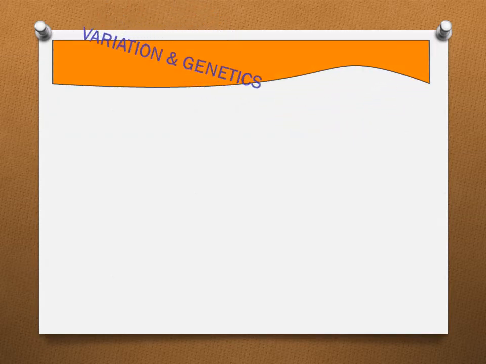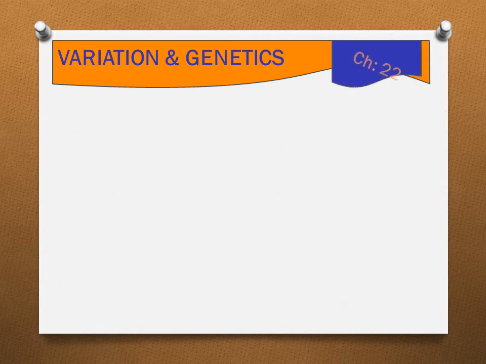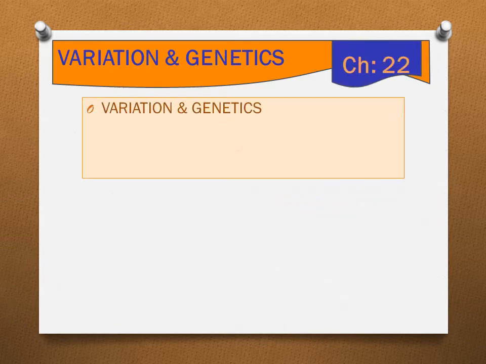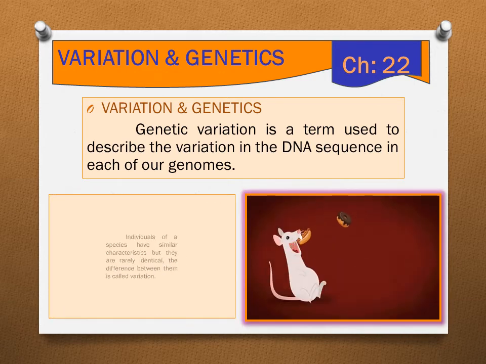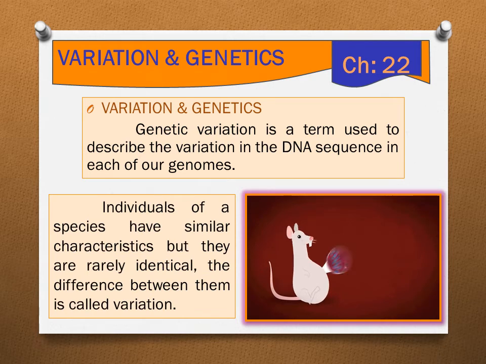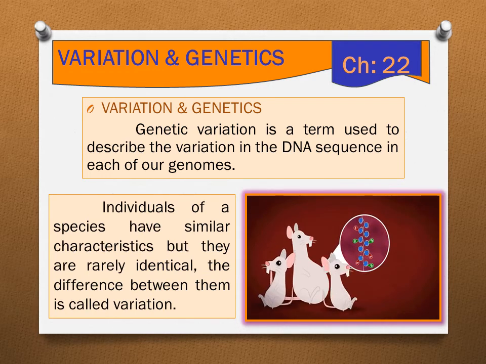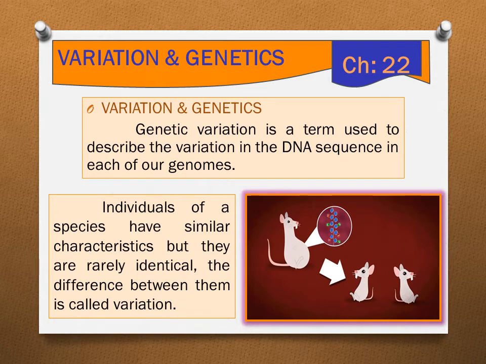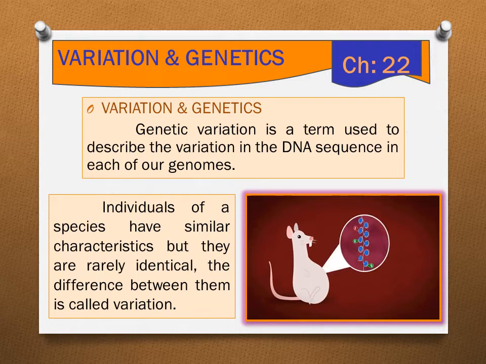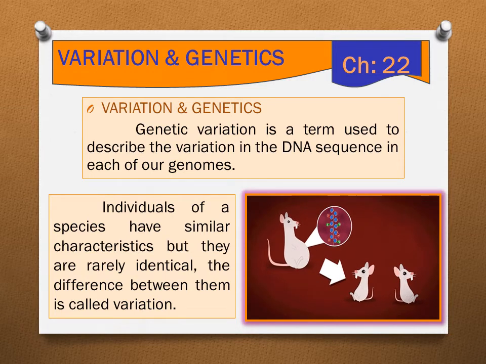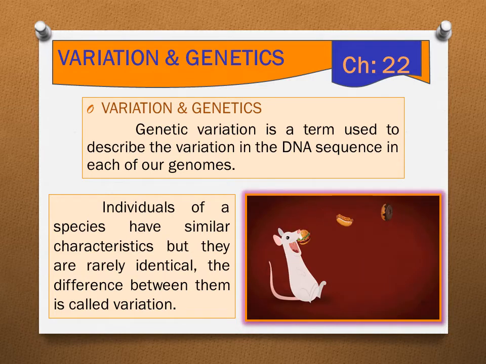Variation and genetics. Genetics is the science of heredity. In genetics, we study the transference of inheritable characteristics. Mendel is called the father of genetics. In this chapter, we study Mendel's two main laws, which are the law of segregation and the law of independent assortment.